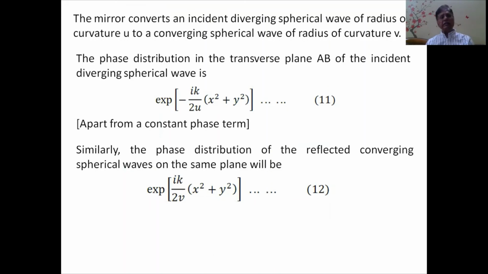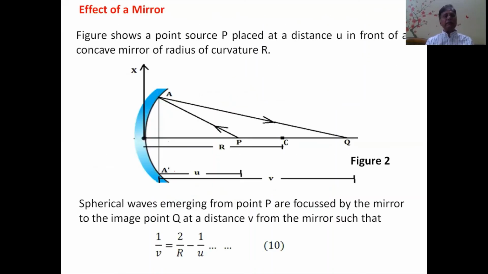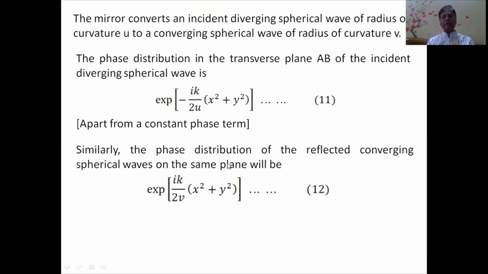The mirror converts an incident diverging spherical wave of radius of curvature u to a converging spherical wave of radius of curvature v. What will be the phase distribution in the transverse plane AB when the incident diverging spherical waves are coming, very close to the focus? The phase distribution in the transverse plane AB of the incident diverging spherical wave is exponential minus i k by twice u x square plus y square. Of course, this is apart from a constant phase term.